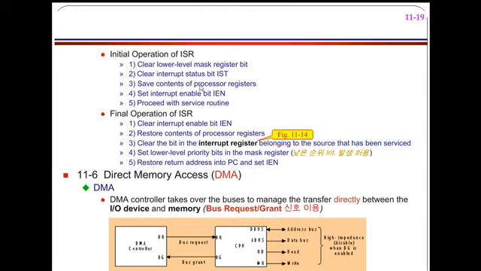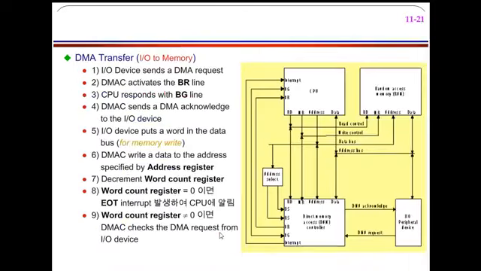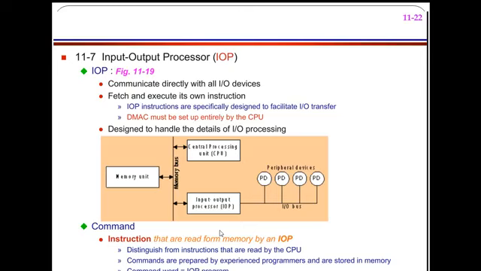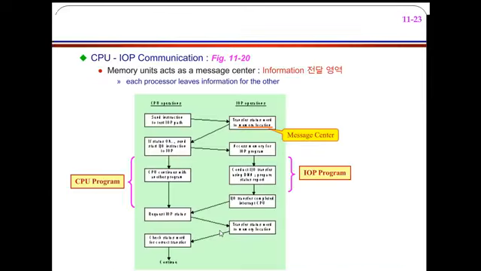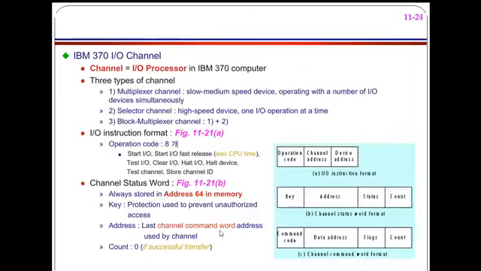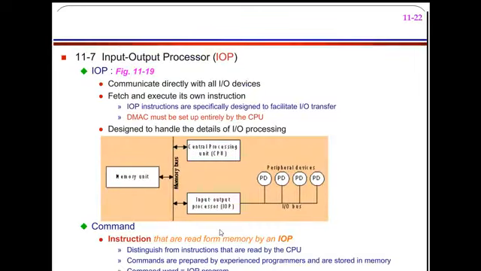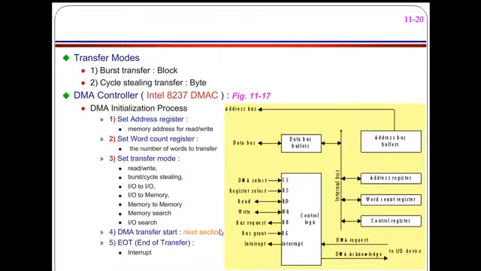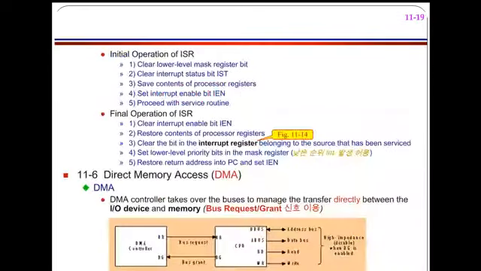Next topic will be DMA, which will be your last topic. An IO processor is also there, and we have covered CPU and IO communication. We are left with only two topics. Give me 10 minutes, we can finish it very fast.